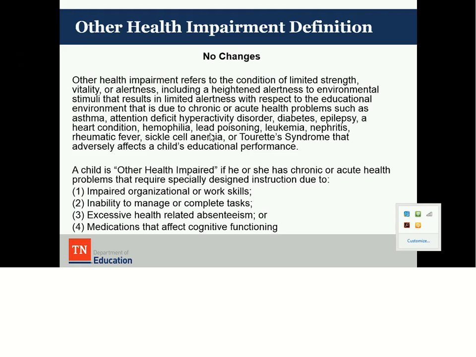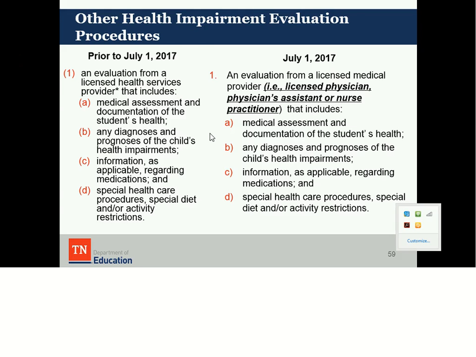For other health impairment, there were no changes to the definition. We're still looking at a chronic or acute health problem that impacts limited strength, vitality, alertness, and responsiveness to environmental stimuli. And there are still some examples. That's not an exhaustive list, again, of different health conditions that could be present. We're looking for how those health conditions impact a student's learning, such as impaired organizational work skills and inability to manage or complete tasks, excessive health absenteeism, or medication that affects cognitive functioning. The only thing that changed in regards to our medical statement is that we added in the breakdown of, again, those medical providers.